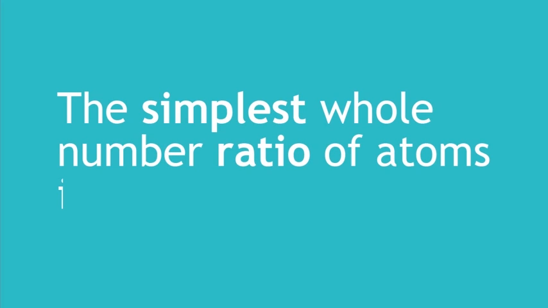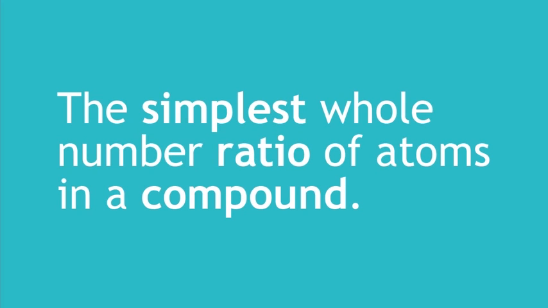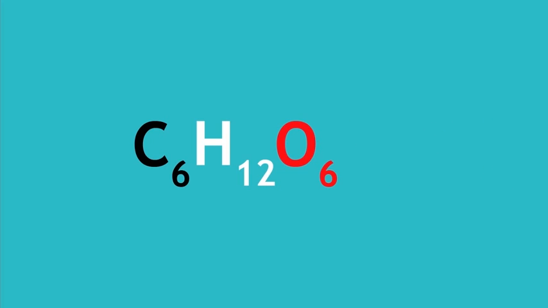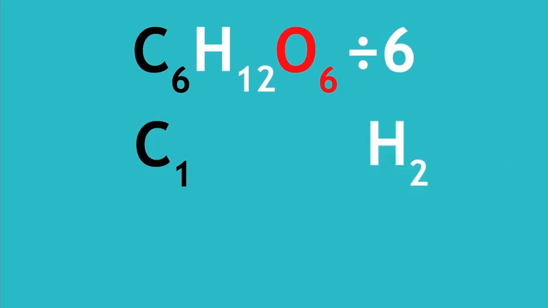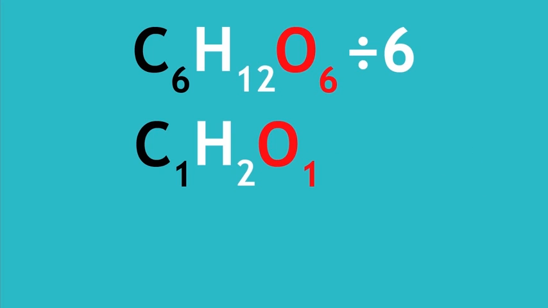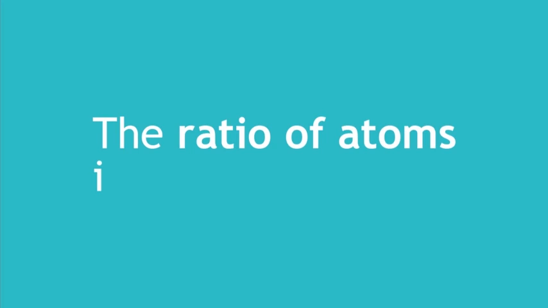The empirical formula is the simplest whole number ratio of atoms in a compound. We need to find the highest common factor, that being the largest whole number that is a factor of 6, 12 and 6 in this example of glucose. They all divide by 6. And so if we do this, we get C1H2O1. We don't show the ones, and so the empirical formula is CH2O. Although empirical formula doesn't show us the molecule or how it is arranged, it does tell us the ratio of atoms in the molecule.